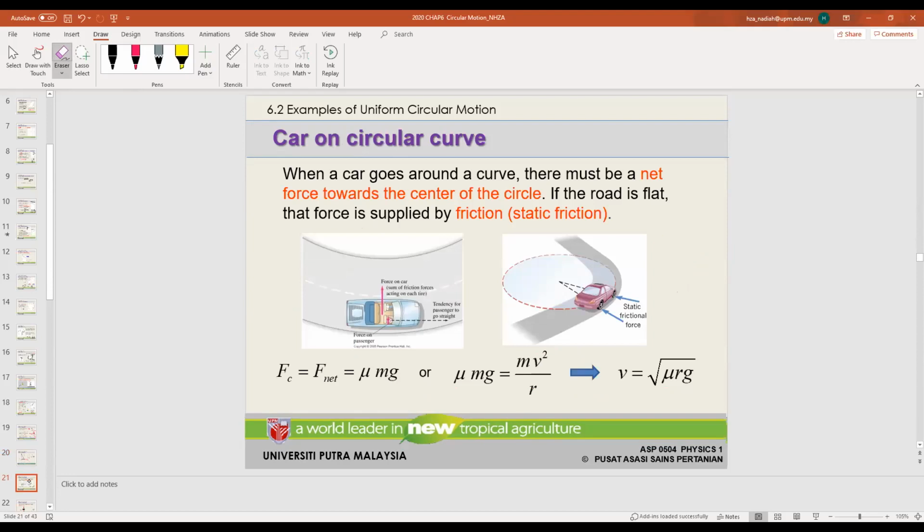Alright, so now we have another example, a car on a circular curve. When a car goes around a curve, okay, this is your curve, there must be a net force towards the center of the circle. If we have circular motion, we will always have centripetal acceleration towards the center. So here, my circular motion is this way. The center of the circle is here. So here, if the road is flat, the force is supplied by friction, or static friction.